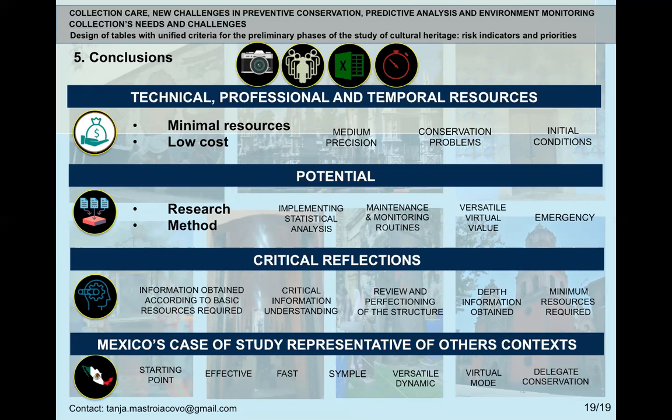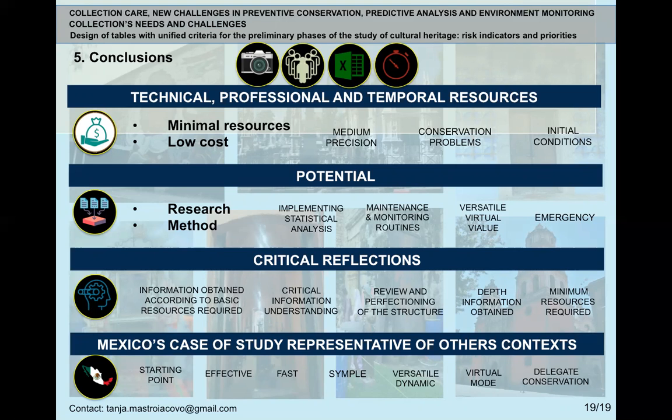It can be incorporated into follow-up and monitoring actions for intervened cultural assets, aside from having the versatility to be employed in virtual evaluation or in emergency situations such as earthquakes or other natural disasters.